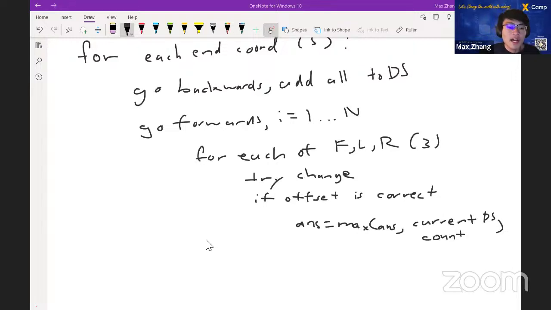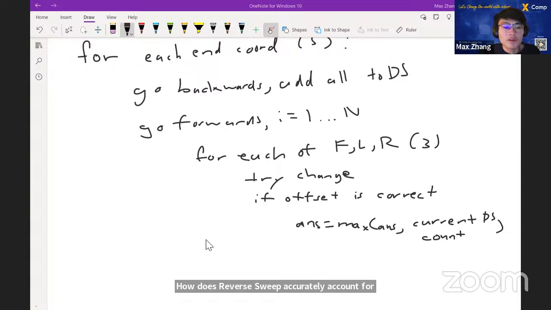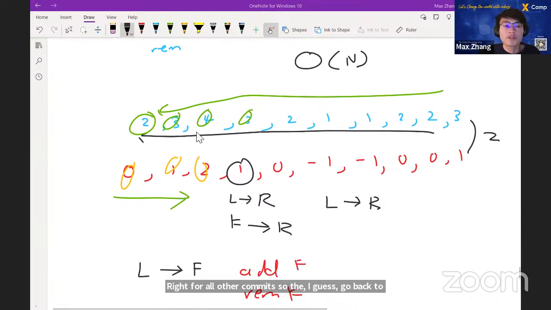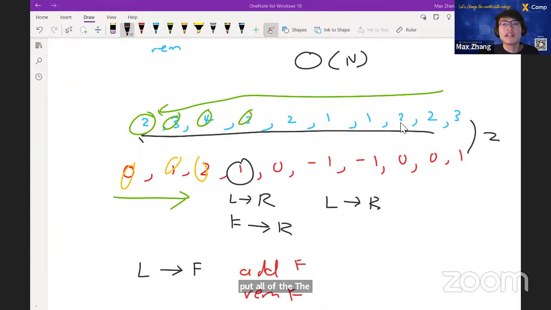How does reverse sweep accurately account for move to right for all other commands? So going back to this diagram, the reverse sweep is first to put all of the coordinates into the data structure, where these coordinates are based on the ending coordinate. And then these ones are based on the starting coordinate.